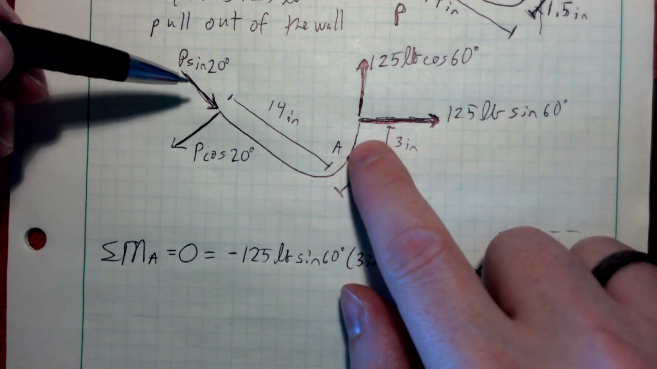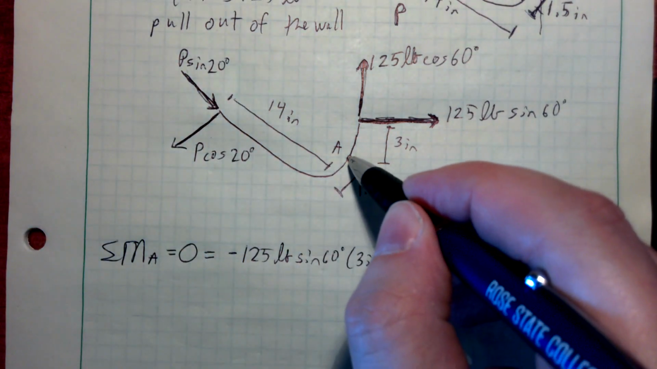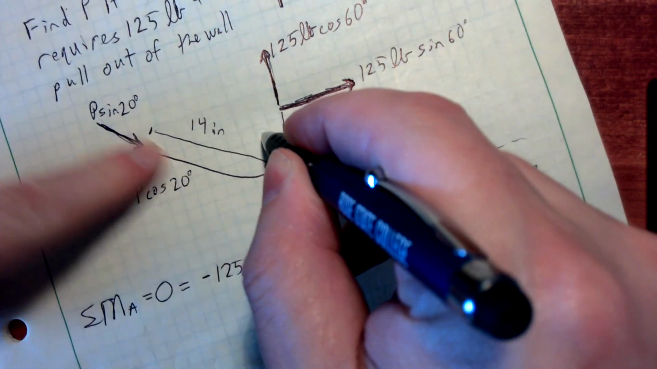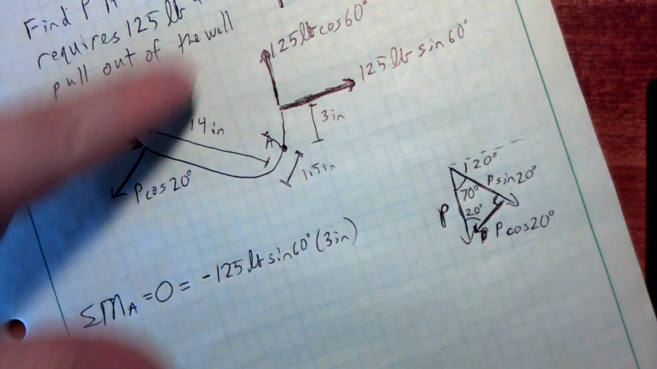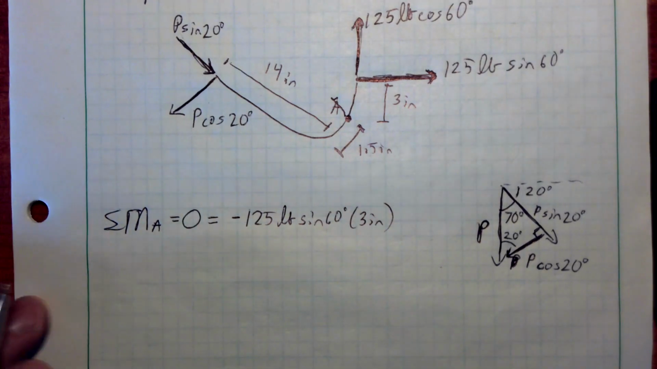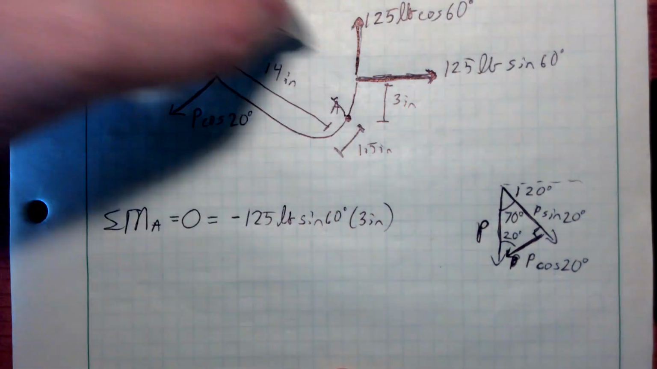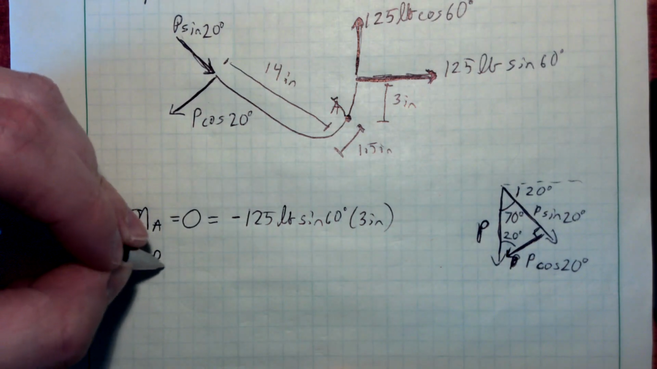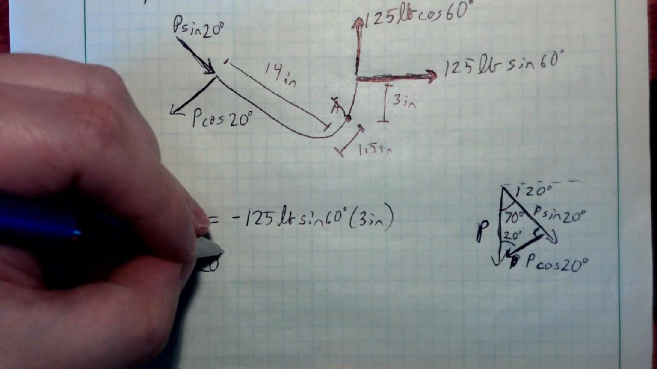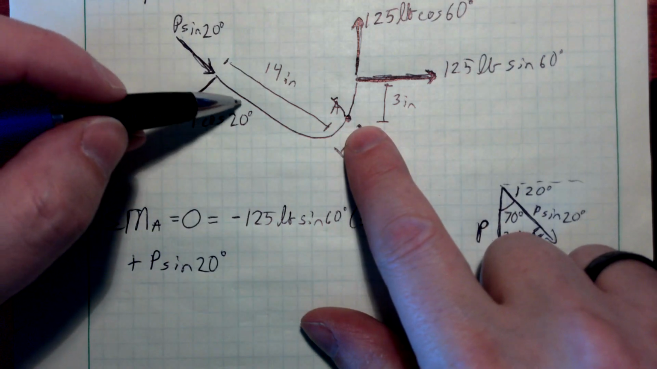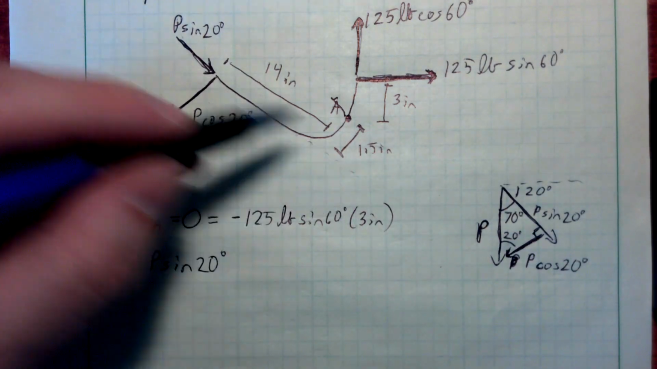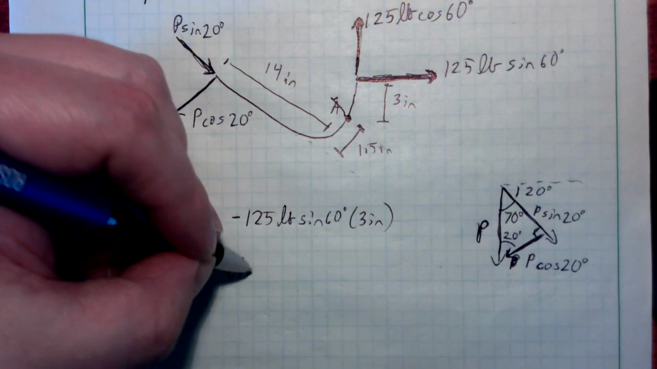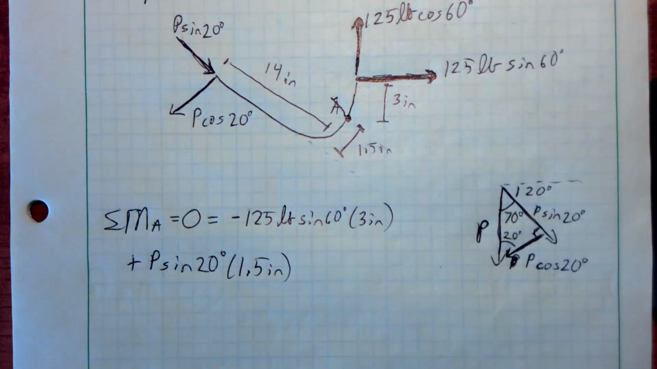Let's add other terms. Okay, so if I put my pin right there on point A, I need to figure out the sign of this force. So if I push my paper in the direction of that force, notice I'm getting a counterclockwise rotation. I didn't mean to draw on that, but it's okay. So I'm getting a counterclockwise rotation from this force. So that's going to be plus P sine 20 degrees. And if you extend its line of action out, notice that it is acting 1.5 inches from the point of rotation, point A.